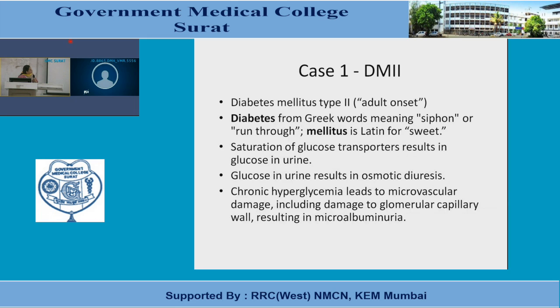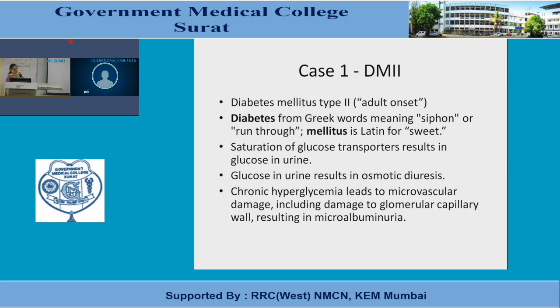The glucose transporters are all saturated, and so the glucose is passed in urine. Along with glucose, water is also taken out, so it leads to osmotic diuresis. Chronic hyperglycemia leads to microvascular damage, eye changes and kidney changes. Ultimately, that results in microalbuminuria and glomerular capillary wall damage.